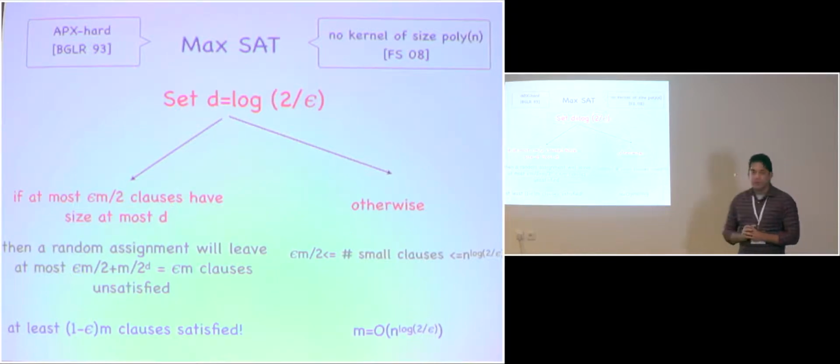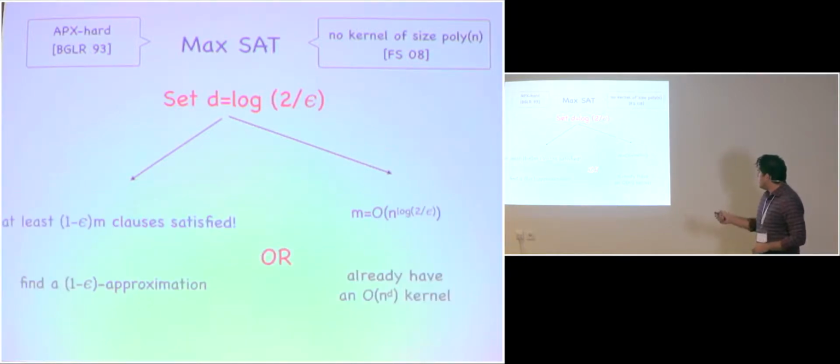1 minus epsilon approximate kernel. What does the kernel do? It stares at the instance and it just outputs the same instance. It does nothing. So now if someone gives me a C approximation for this reduced instance, what do I do? It is either a C approximation for the original instance because they are the same thing, or I can actually throw that away and find a better 1 minus epsilon approximation because we are in this case.